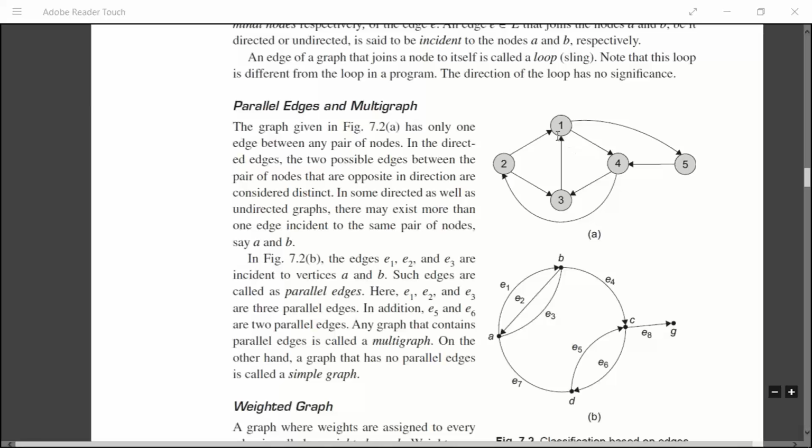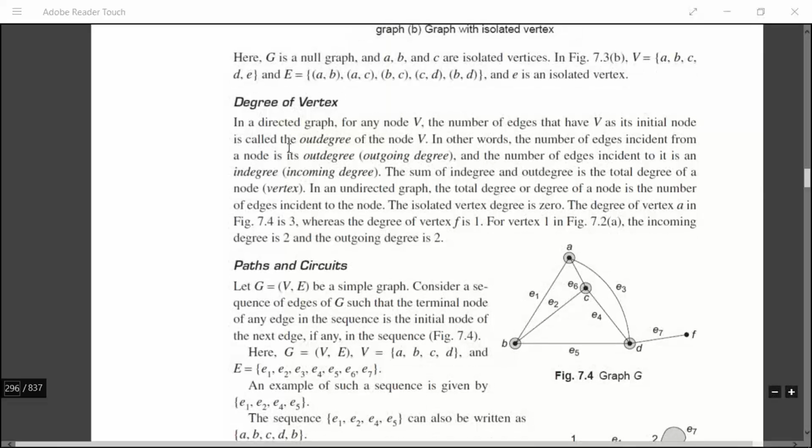Here the out degree is 2 as well as the in degree is 2, because two edges have 1 as the starting point, and those two edges give the out degree. And for two edges, the ending point is 1. So this is called the in degree of the point 1. The out degree is nothing but the number of edges that have the vertex as their initial node. So it has two edges, and that is called the out degree.